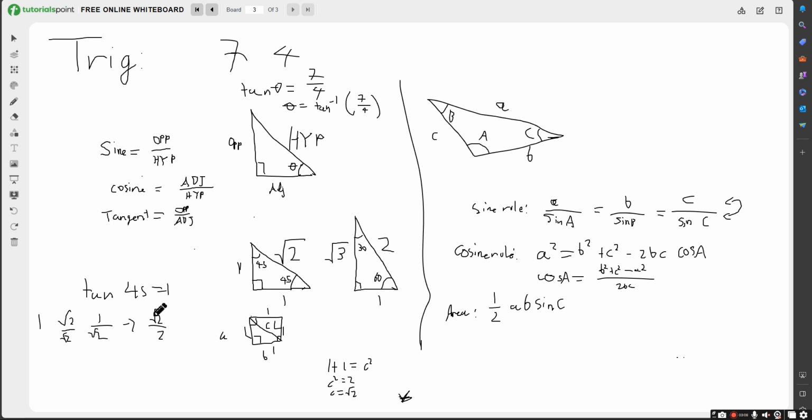And root 2 over 2, sometimes you're asked to do this if you're told to rationalize the denominator, meaning not having any surds, which is square roots or things like that, in the denominator. And then there is this triangle, which is the 60-30 triangle.